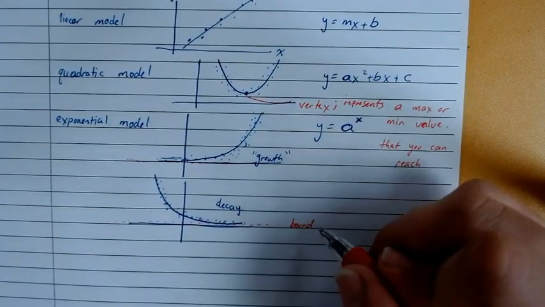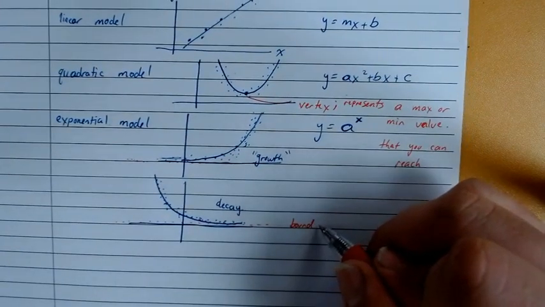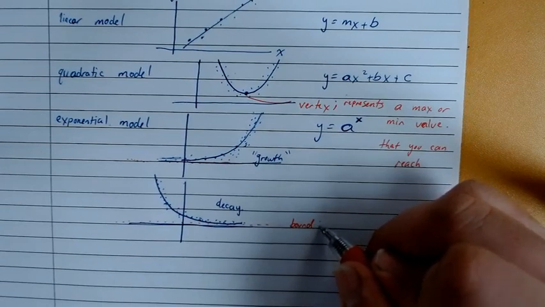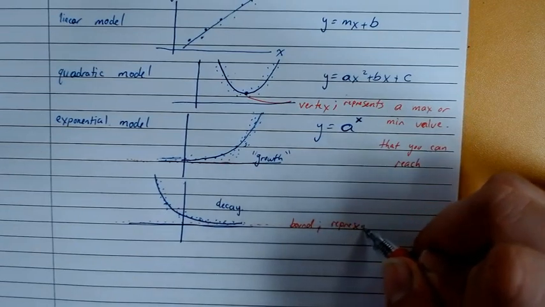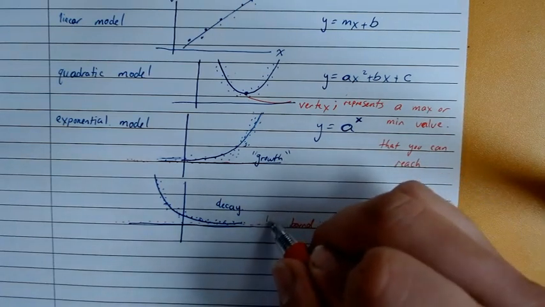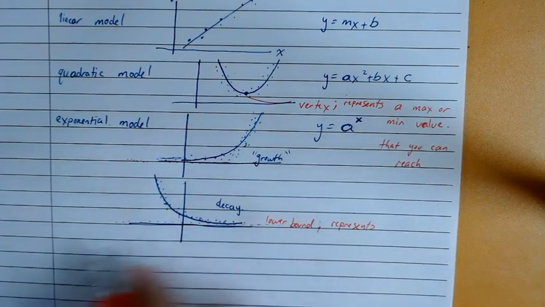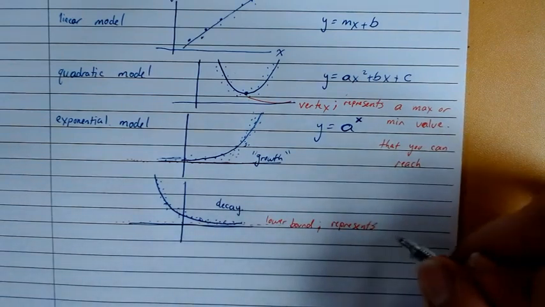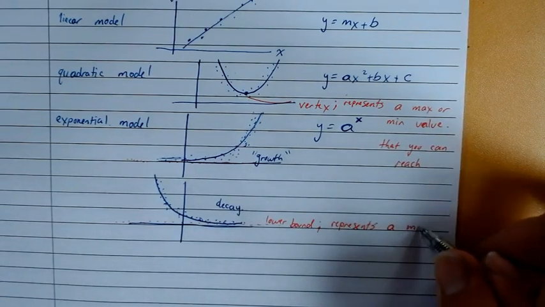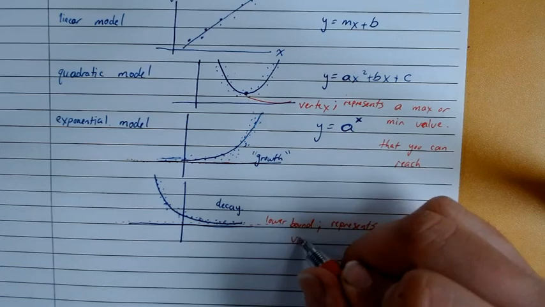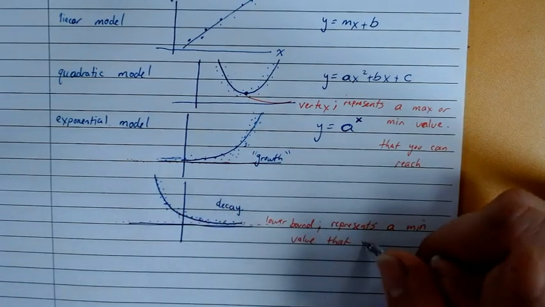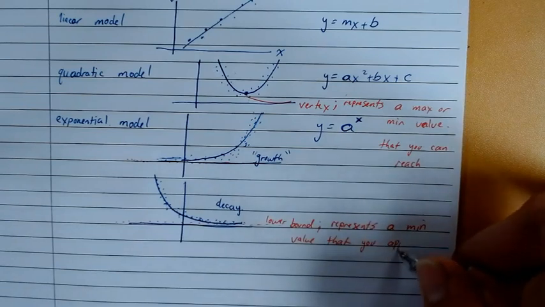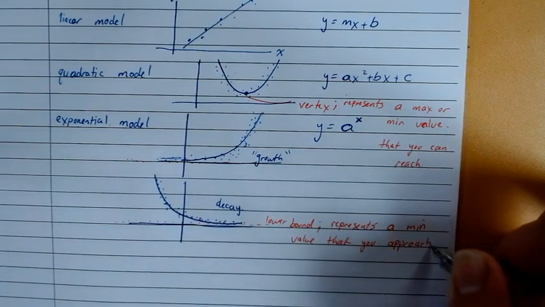Over here, the bound, this represents, and I'll go ahead and say a lower bound, because that's what this is. It's a lower bound, a bound on the bottom, represents a minimum value that you approach, you get very close to it, but do not reach.